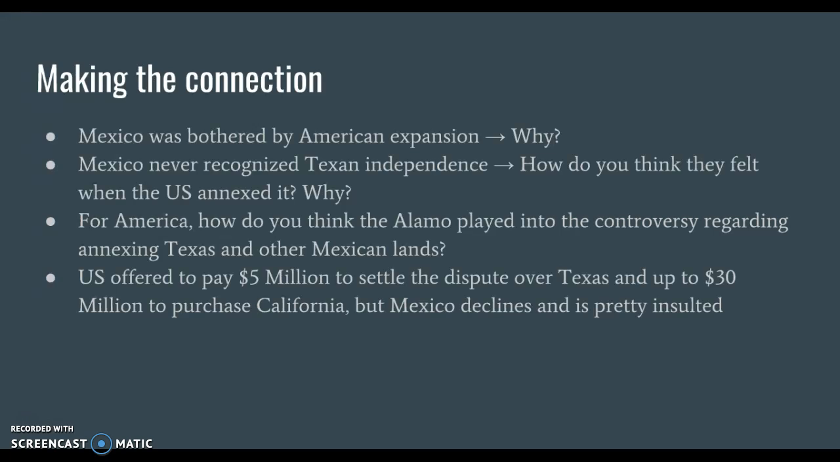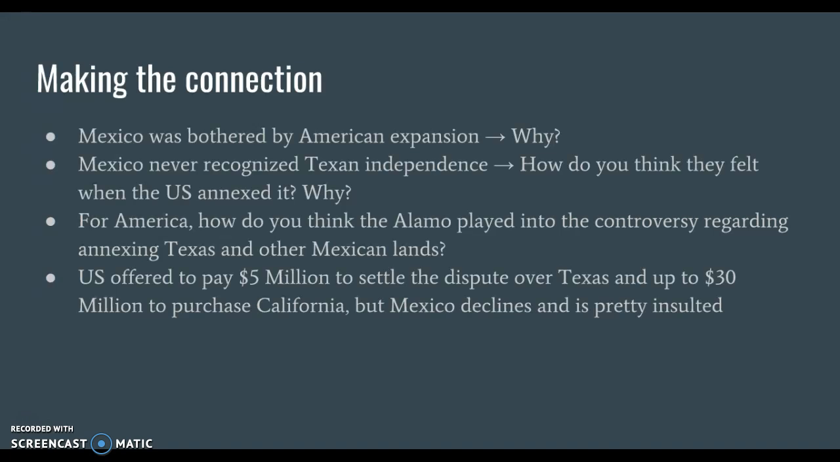And now it's possible that they're having this battle cry of "Remember the Alamo," of "they did that to us," so who cares if we take their land? And lastly, it's important to know, this isn't so much a question, but a very important point, that the United States does offer to pay $5 million to settle the dispute over Texas, and up to $30 million to purchase California.